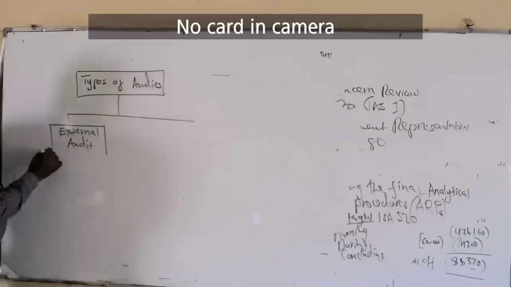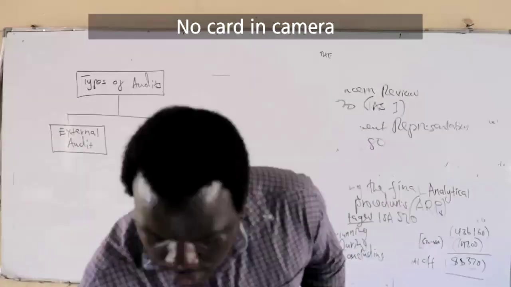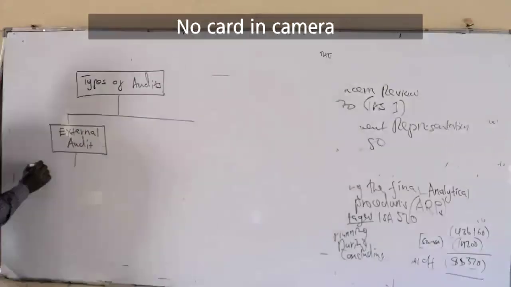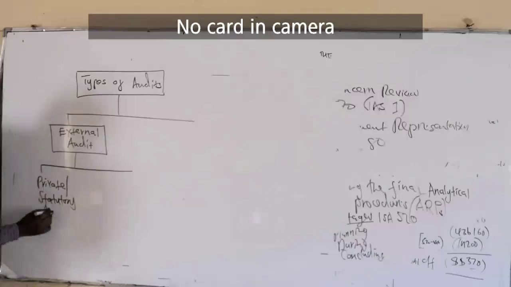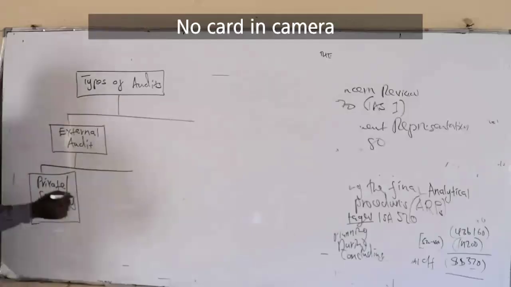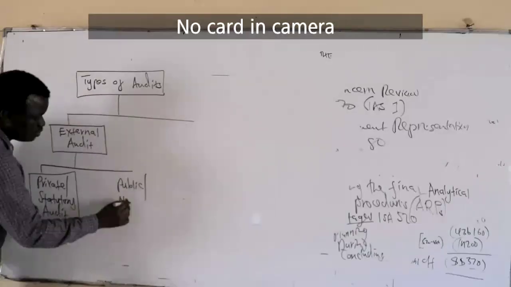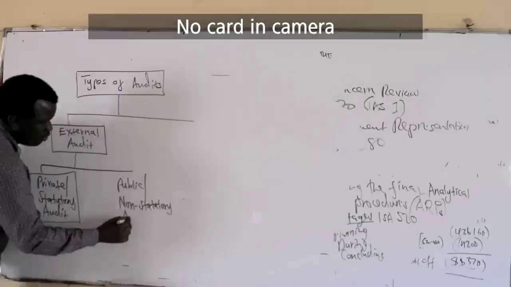External audit is further divided into the private audit, also known as the statutory audit. They also have the public audit, which is also known as the non-statutory audit.